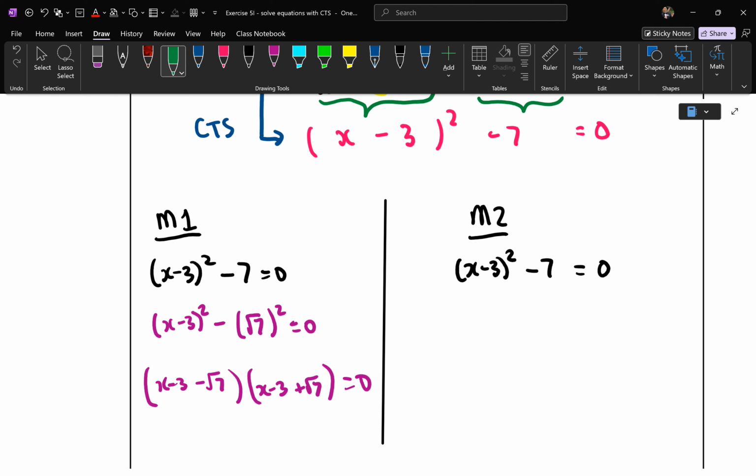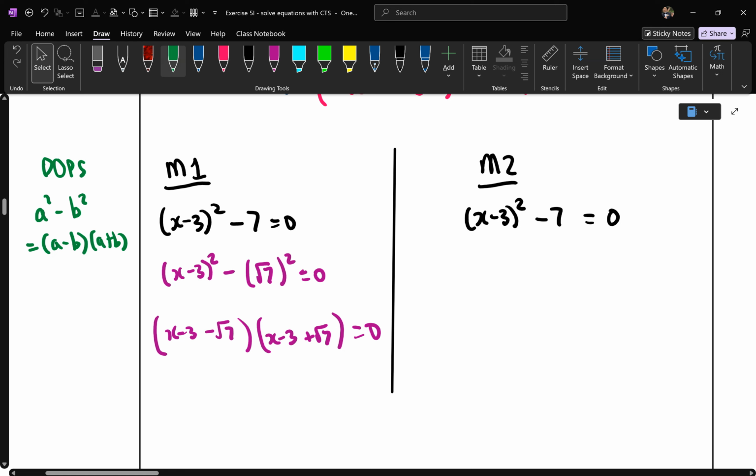I'm simply using the rule a squared minus b squared is equal to a minus b bracket a plus b. That's what DOPS is, difference of perfect squares. If you've got something squared minus something squared, whatever you're squaring in the first bracket is a, the second one is b. So the first one was x minus 3, the second was root 7. This is what the textbook would like you to practice, because it trains you to practice DOPS a bit more. I personally think it takes a bit longer to get to the answer.